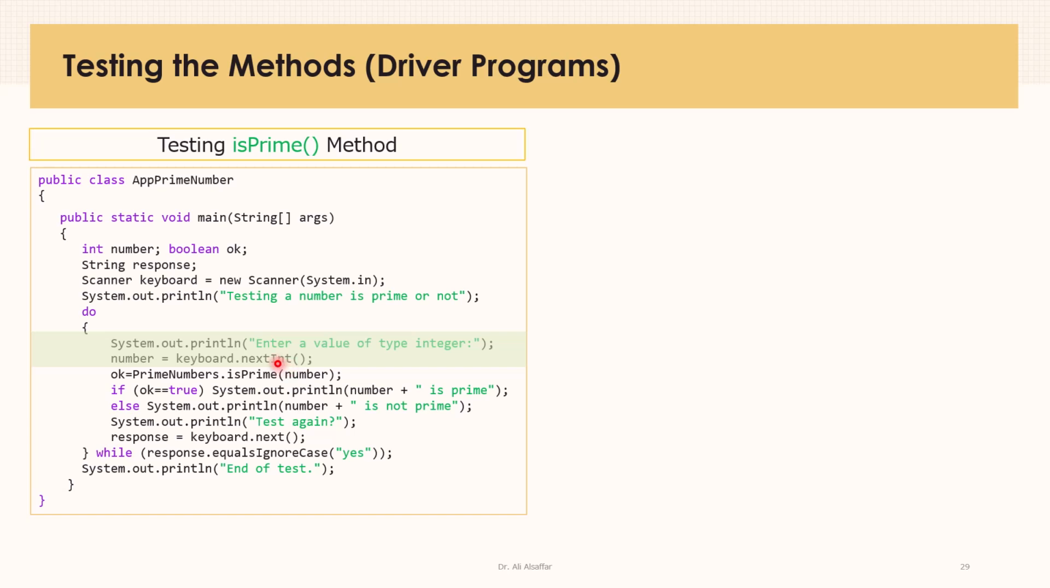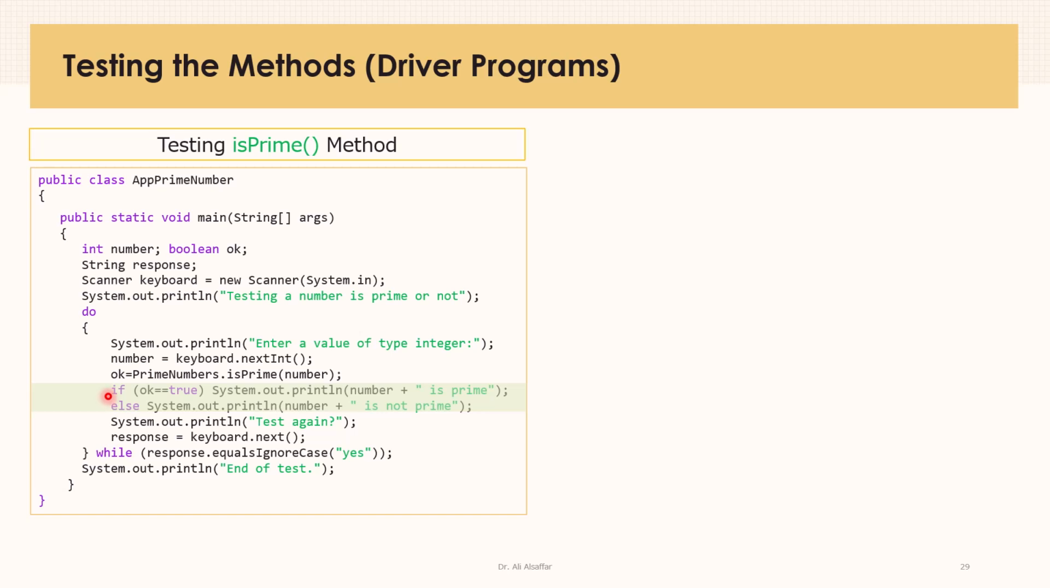Inside the loop, we will ask the user to enter a value of integer. Next, we supply it to the method isPrime. Notice how we are calling this method. We are calling this method by writing the class name followed by the name of the method. Why? Because this is a static method. Therefore, you can call it directly from the class. And then the return value is saved into OK.